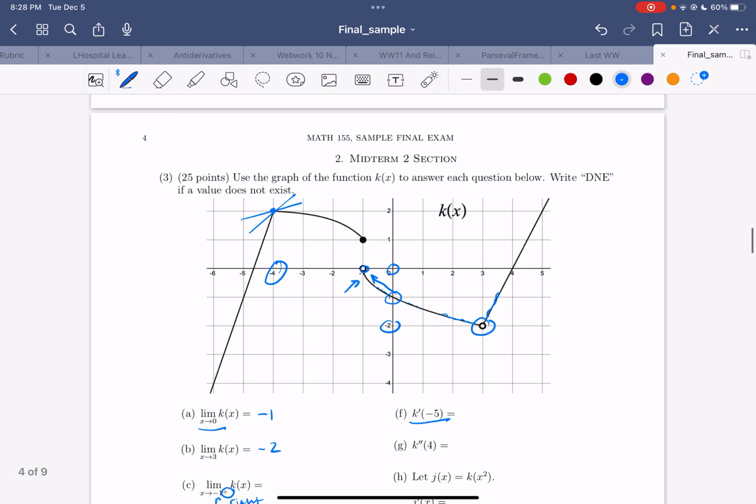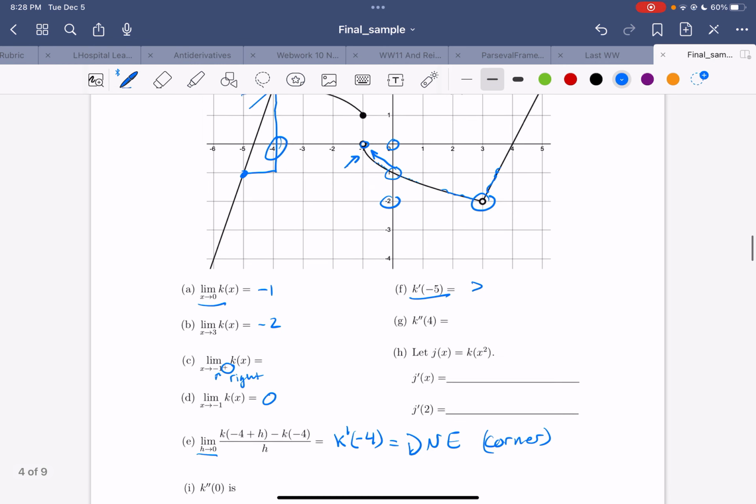The slope at -5. Hey, I can talk about that. That looks like I go over 1 and up 3. Okay, that's a slope of 3. Boom. The concavity at 4.